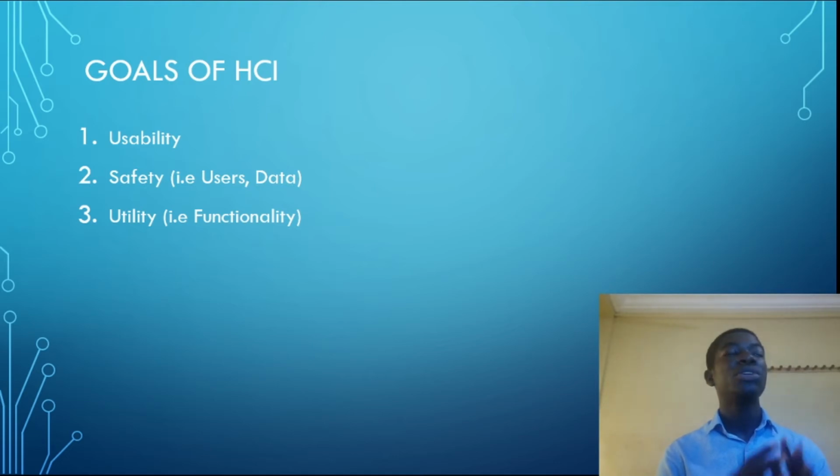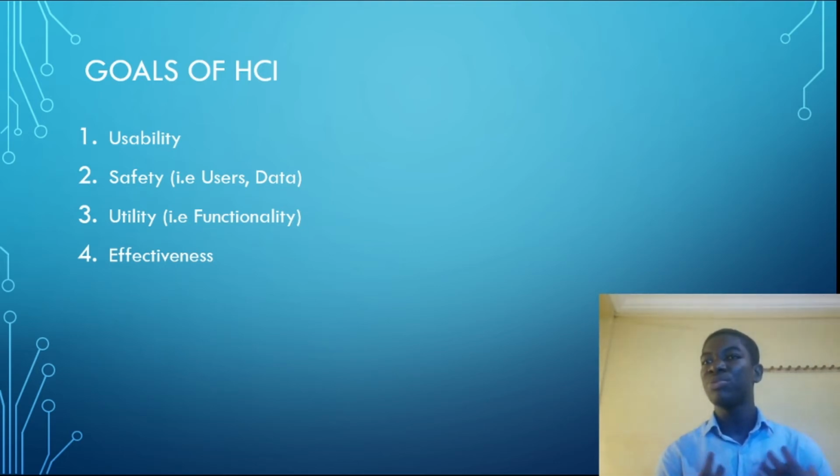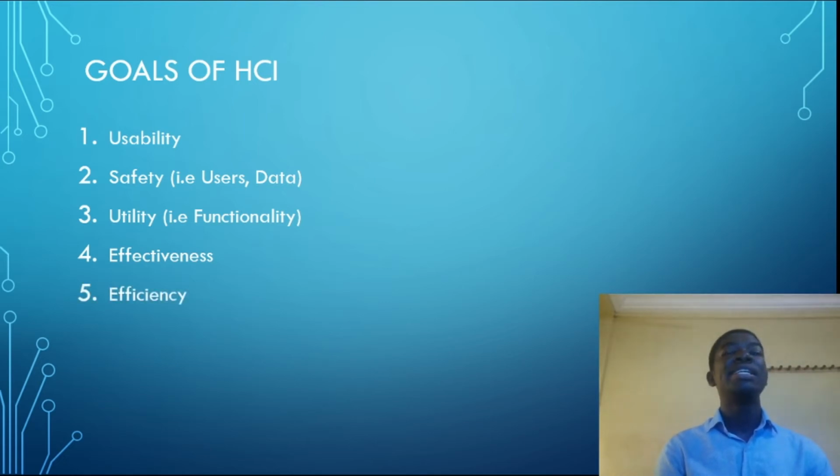And then we have utility, that is providing the functionalities the users require. Yeah, providing the actual functionality the users require. That is the functionality. And then we have effectiveness. Effectiveness in the sense that users are able to achieve the task they require. You get it? So the system that has been designed is working all right. So am I able to get what I'm actually looking for? That is the effectiveness.